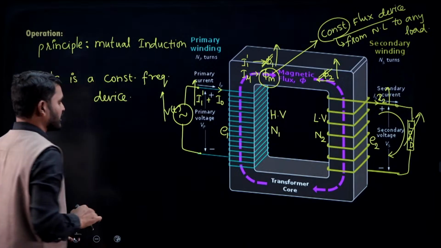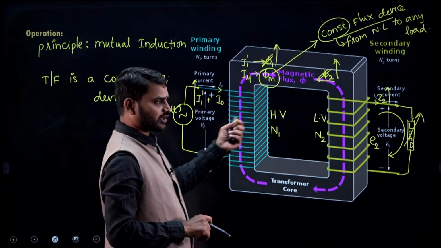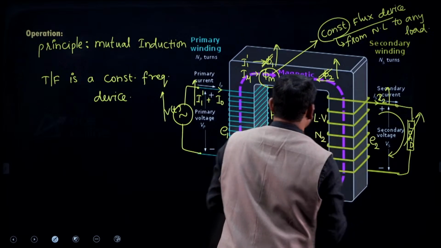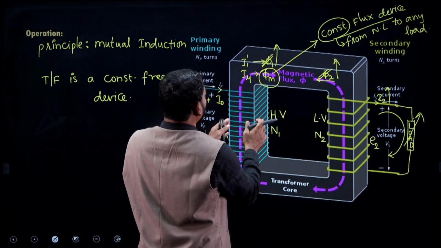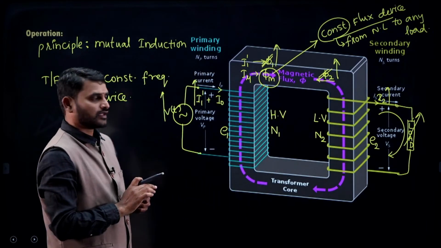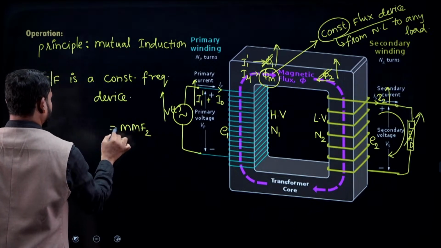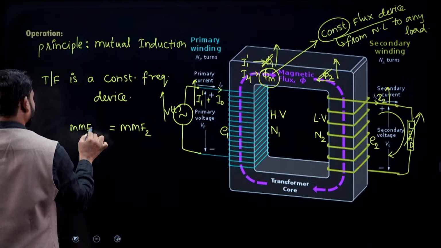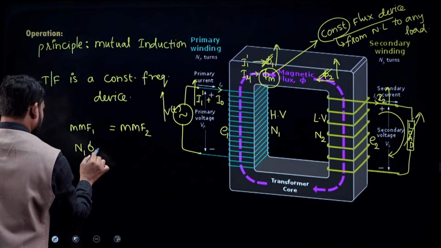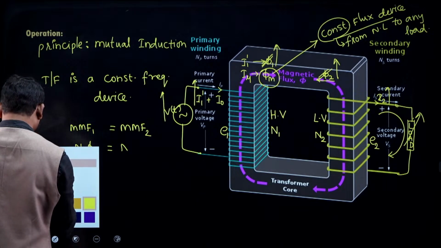Transformer is a constant frequency device. Okay. One more point I wanted to add here. Whatever magnetomotive force is produced on the secondary side, phi 2, is going to be compensated by the primary side, phi 1. So the magnetomotive force produced on the secondary side and the magnetomotive force produced on the primary side will be the same. So we write it as N1 into I1.